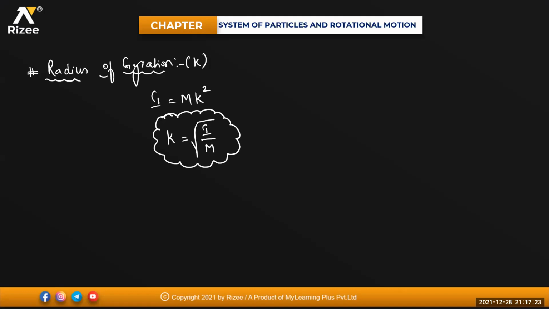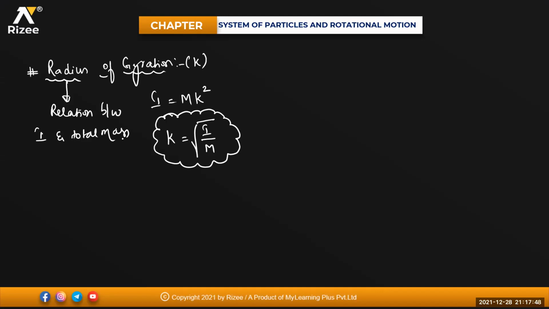So radius of gyration is nothing but a relation between moment of inertia and the total mass. Simply you can remember I = m k². Don't go into much depth. So K = under root of I by m.